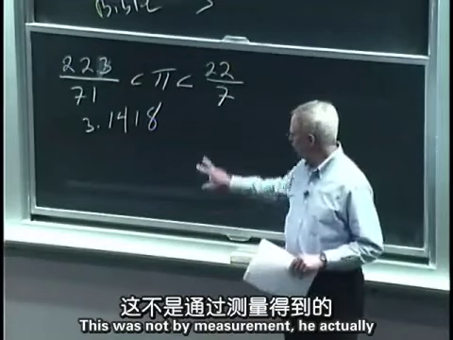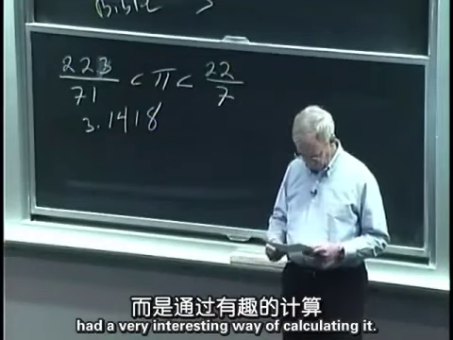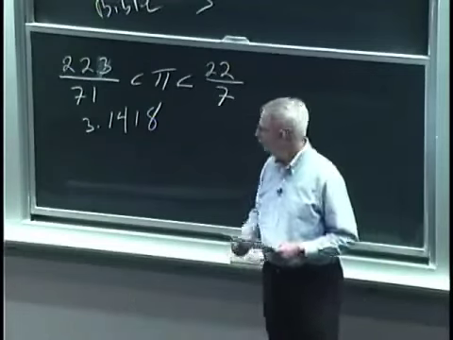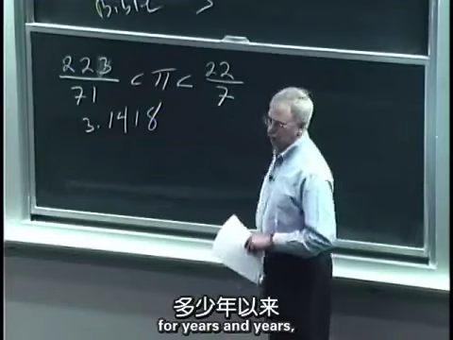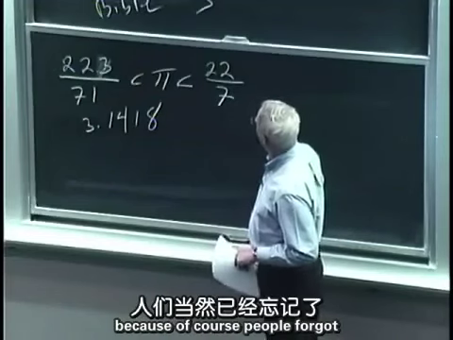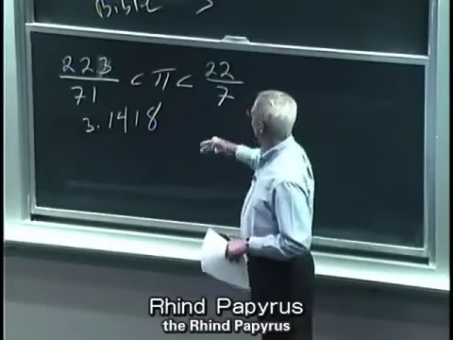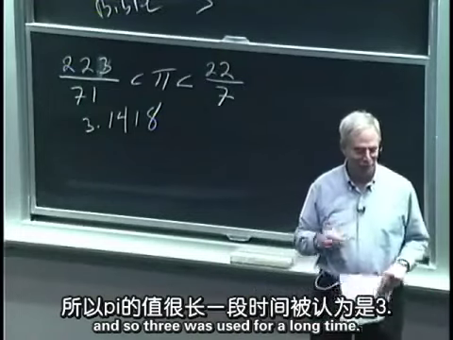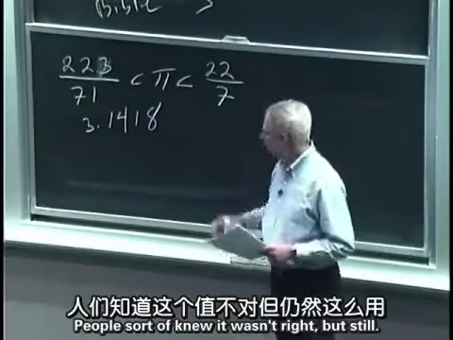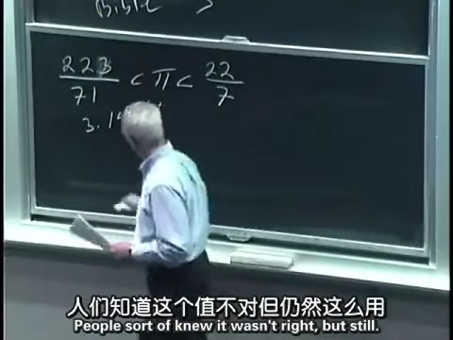This was not by measurement. He actually had a very interesting way of calculating it. All right, so this is where it stood for years and years, because of course people forgot the Rhind papyrus and they forgot Archimedes and they believed the Bible. And so 3 was used for a long time. People sort of knew it wasn't right, but still.